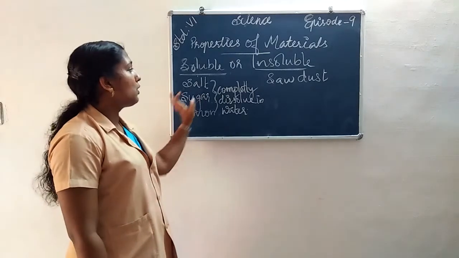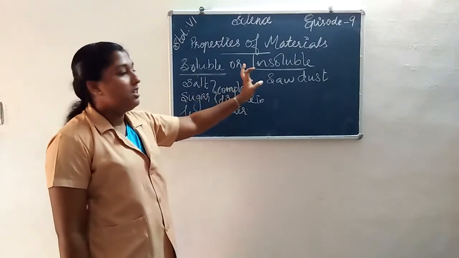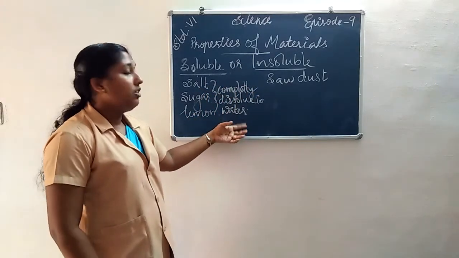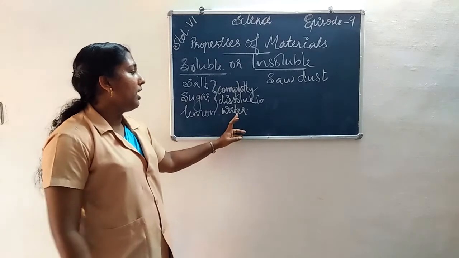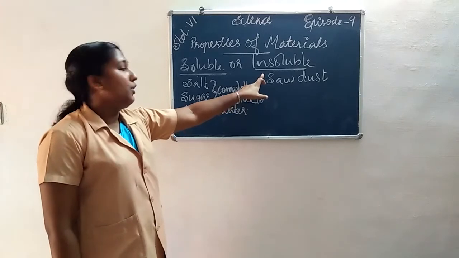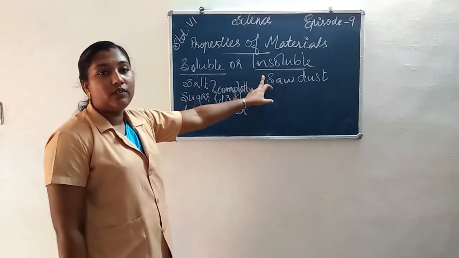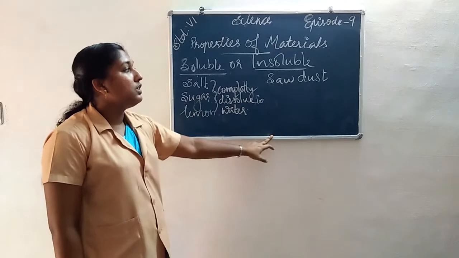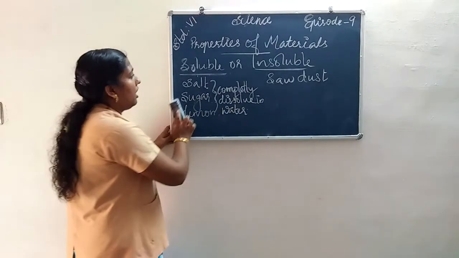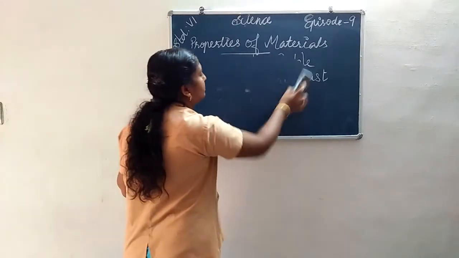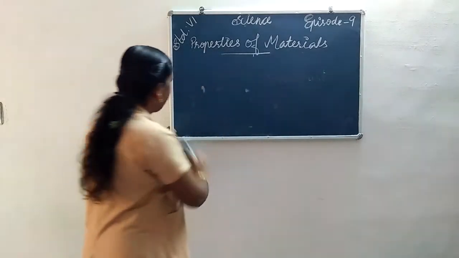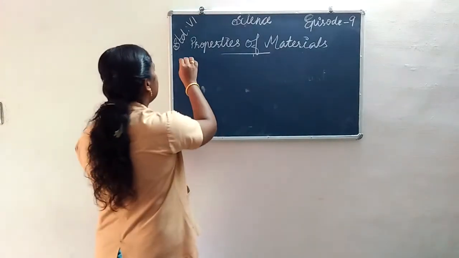Okay, all of you understand soluble and insoluble substances. The substances which completely dissolve in water and disappear from the water are called soluble substances. The substances which do not completely dissolve in water are called insoluble substances. Okay, then another property of material is miscible and immiscible.